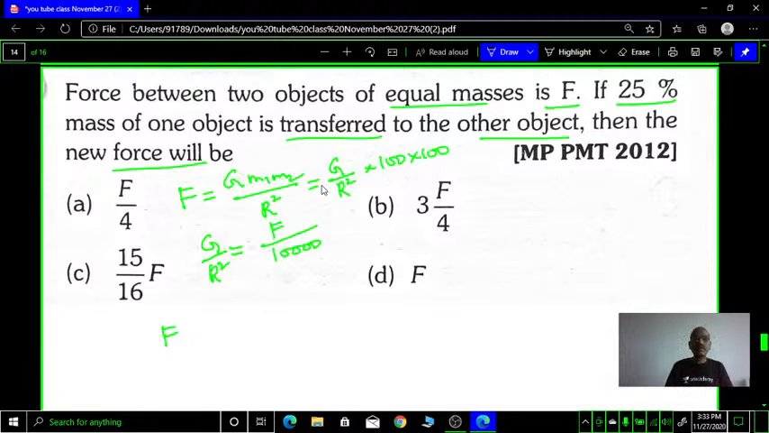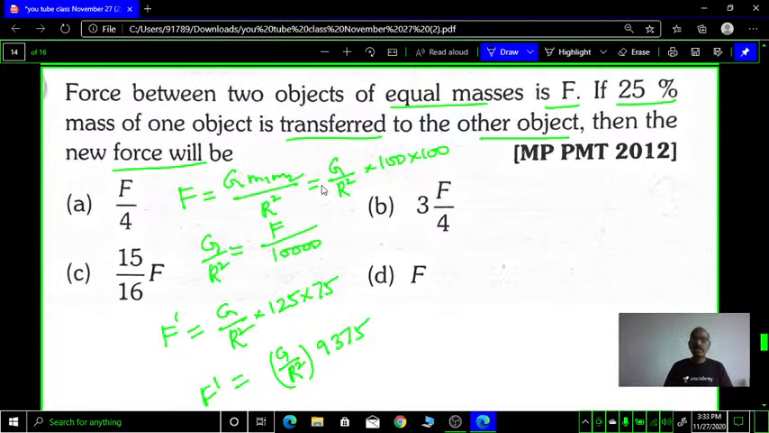Now 25% of the mass of one object is transferred to the other object. 25% of M1 transferred means it will become 75, which is losing, and the other, which is gaining 25%, will become 125. So F dash equals G by R square into 125 into 75, M1 M2. You will get 9375. This is F dash.